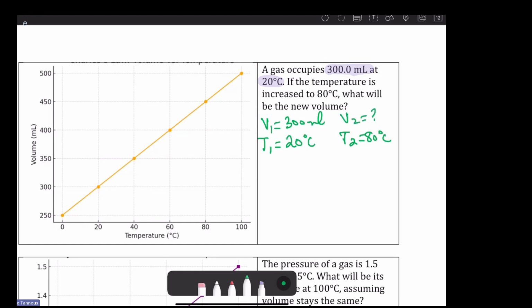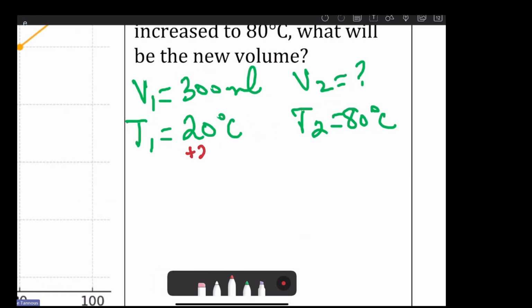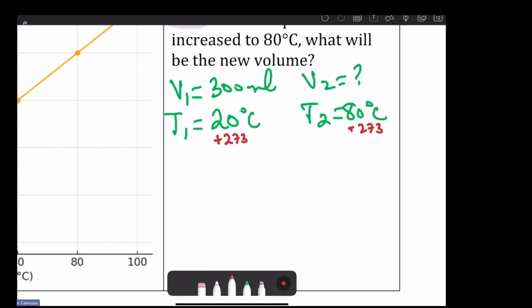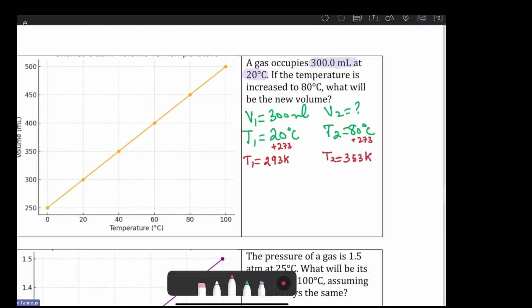Now, before we continue, I mentioned in class, immediately you add the 273 to the temperature. You do not continue until you put the temperature in Kelvin. So this is 293 Kelvin, and T2 is 273 plus 80. It is 353 Kelvin. So here's the triangle PVT. Nothing is mentioned about P.